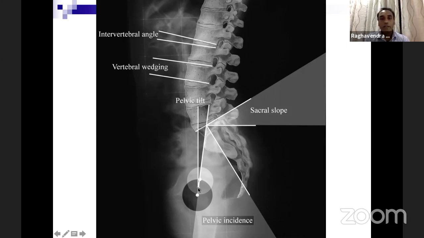And if we have a perpendicular line from the bicoxofemoral axis, then that is the pelvic tilt. And the horizontal slope of the sacrum is the sacral slope. Geometrically, we can prove that the pelvic tilt and the sacral slope, if added together, will be equal to the pelvic incidence.